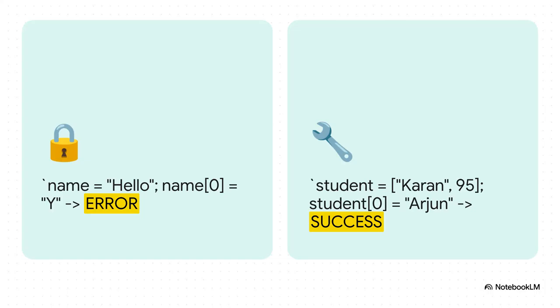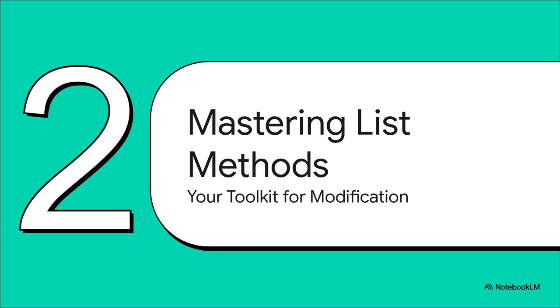Now this right here highlights the single most important thing you need to know about lists. They are mutable. And mutable is really just a fancy word for changeable. So while you can't change a single character in a string after you've made it, that's what we call immutable, you can absolutely change an element inside a list. This flexibility is the real superpower of lists. And because lists are so changeable, Python gives us this awesome toolkit of built-in methods. They're like special functions just for lists that let us add, remove, and reorganize things on the fly.